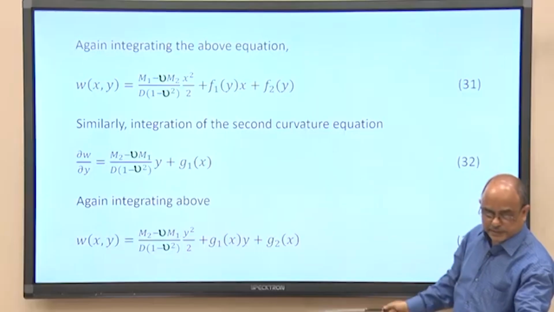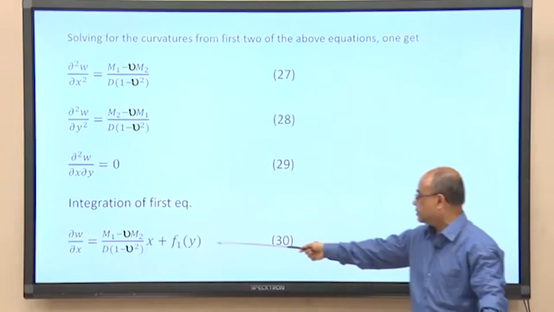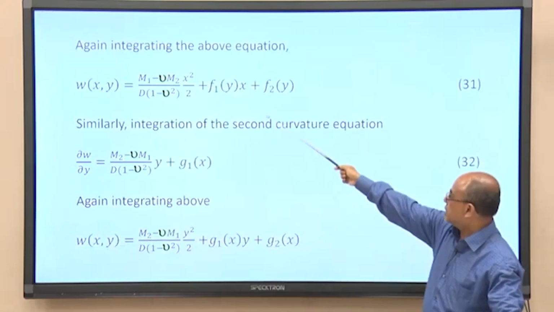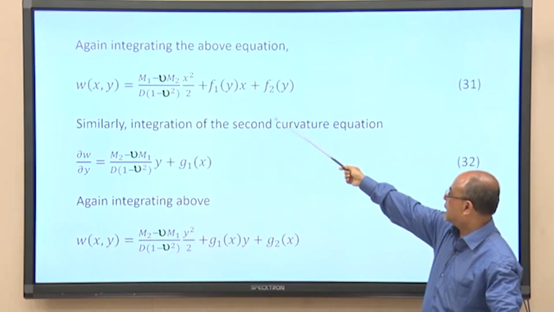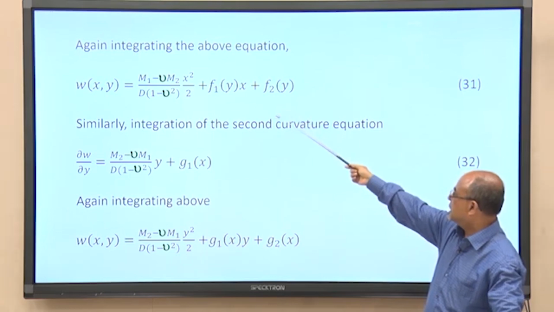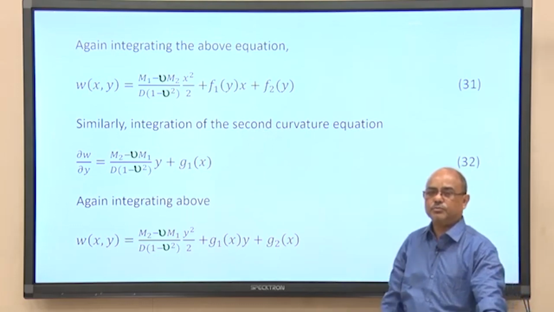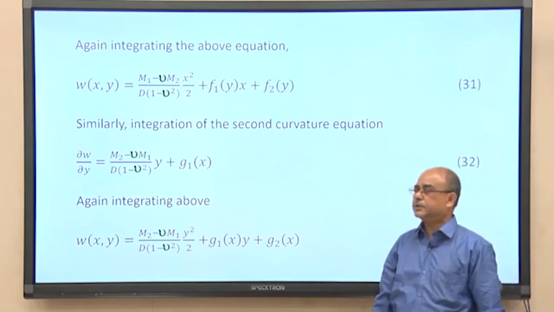Then again integrating this expression, I get x square by 2. So, x square by 2 is coming, and then f 1 y into x, and then another constant of integration, which also I will take as a function of y, because I am integrating with respect to x.